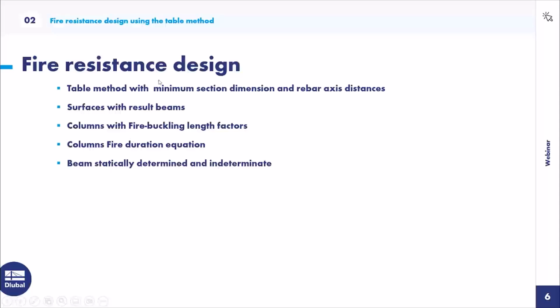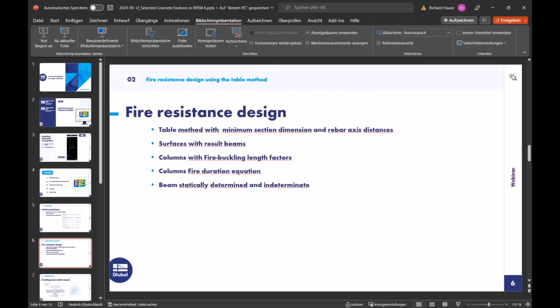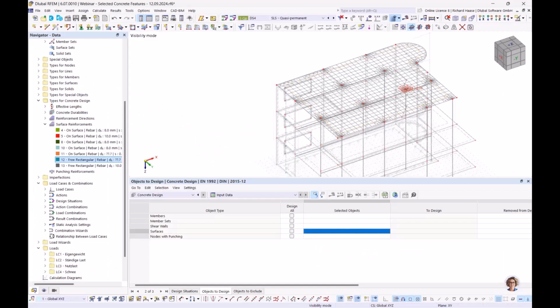And I will show you for beams, there are in the Eurocode 2 tables, one for statically determinate and one for indeterminate. So I will show you what you have to do so that you get the right tables, the right checks of the right table. Okay, then let's switch back.